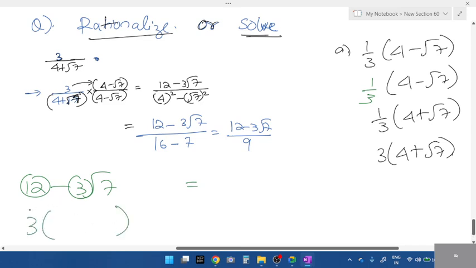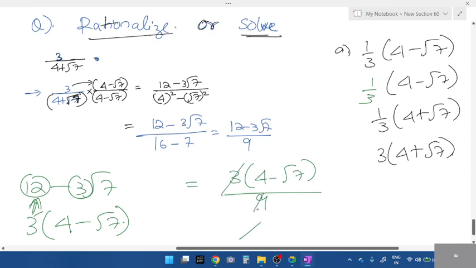If I take out 3, what's the remainder? How do you find the remainder? Divide this 12 by 3. What is 12 by 3? 4 is the remainder. Next, take minus 3 root 7 and take the common value 3. Divide it. What is left? 3 and 3 get cancelled. Minus root 7 is left, right? So for factorizing the numerator, what's the answer? 3 into 4 minus root 7 divided by 9. Now I can reduce 3 ones are 3, 3 3s are 9. So 1 by 3 is left, 4 minus root 7.